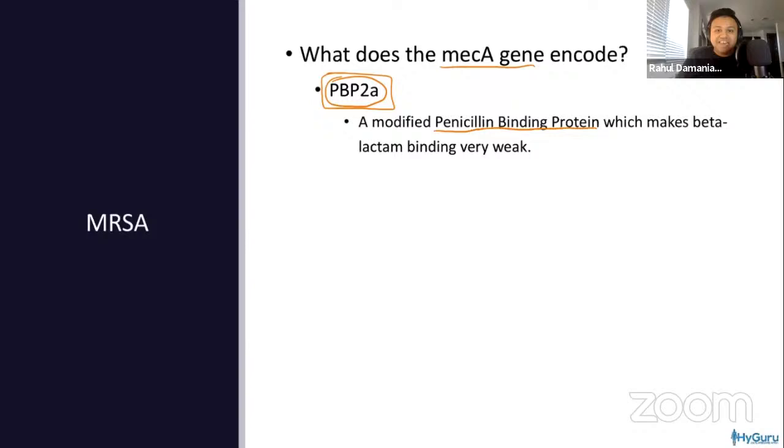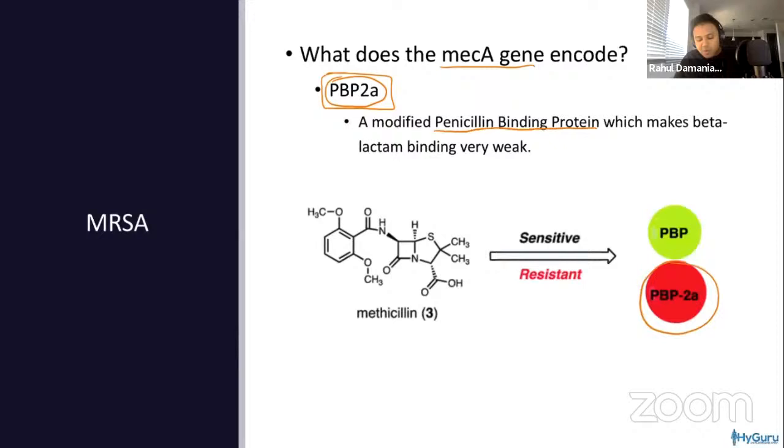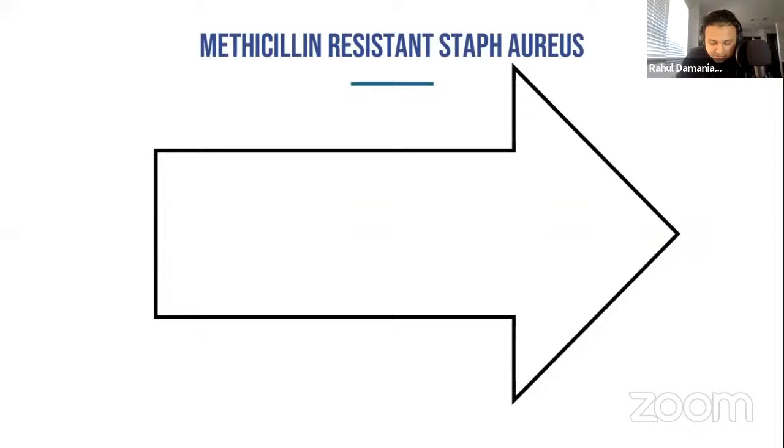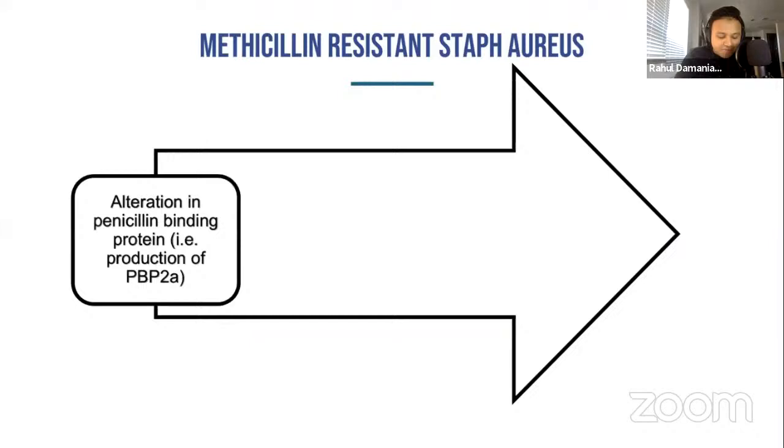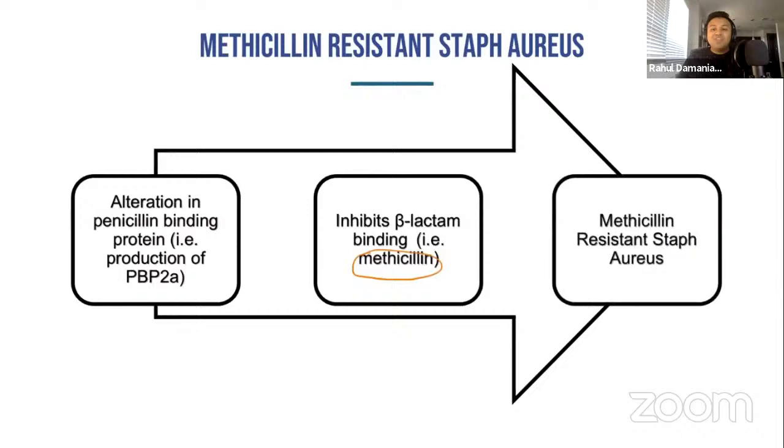Remember, MRSA stands for methicillin-resistant Staph aureus. And so here's your methicillin. And when you have the PBP2A, which is encoded by this gene, you have methicillin resistance. So let's go through this pathophysiology in a little bit of a graphical way. You have this alteration in penicillin-binding protein, i.e. a production of PBP2A that inhibits beta-lactam binding. For example, methicillin is going to now not be able to bind in its normal place, and thus you get methicillin-resistant Staph aureus. Very high yield for us to know.